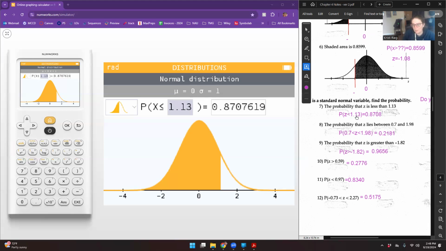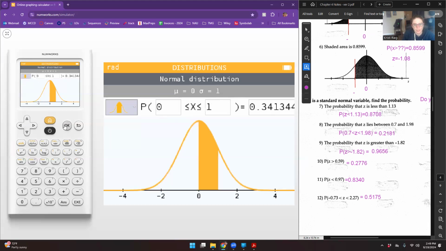I just want to know that you know how to get the answer. And it's really the probability that we're looking for. So that's the answer that I want everyone to have. So just like the first problem, we said less than or equal to 1.13, and we got this rounded to 4 decimals. All of these should be rounded to 4 decimal places. 8 said in between, so we did the middle picture, and we want to go between 0.7 and 1.98.